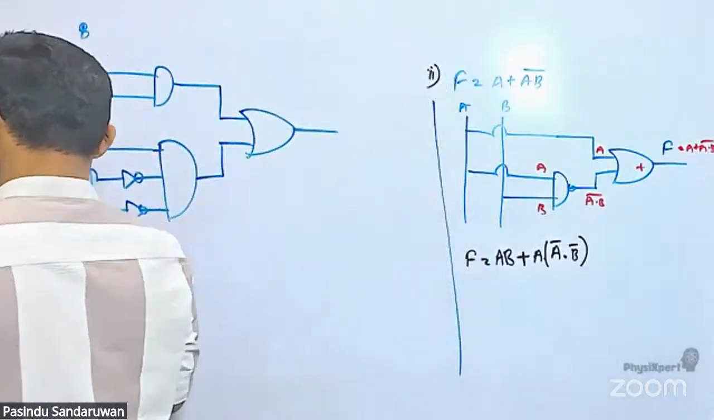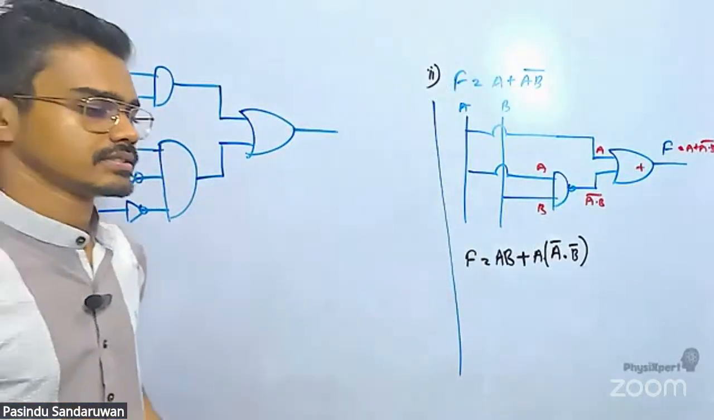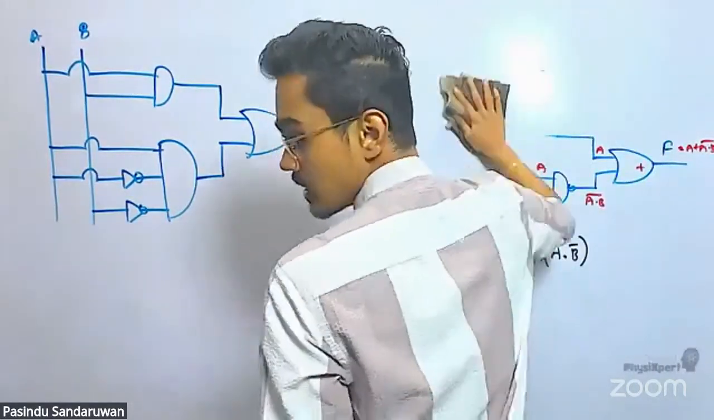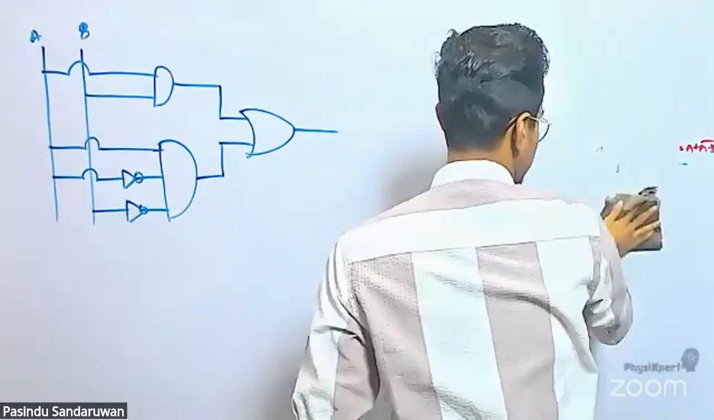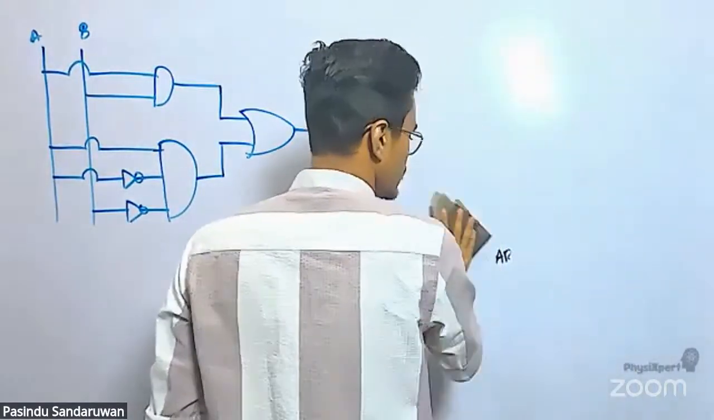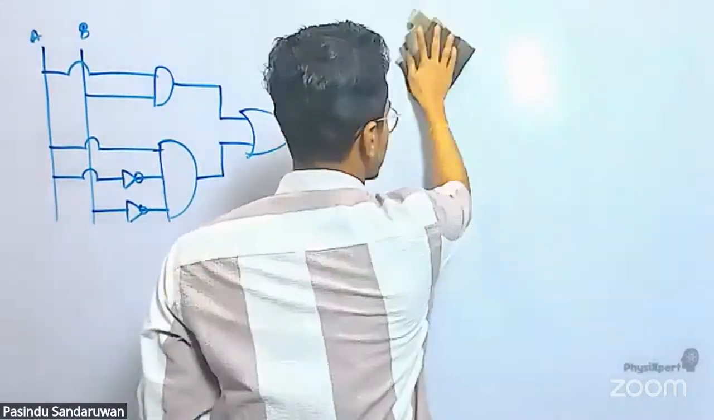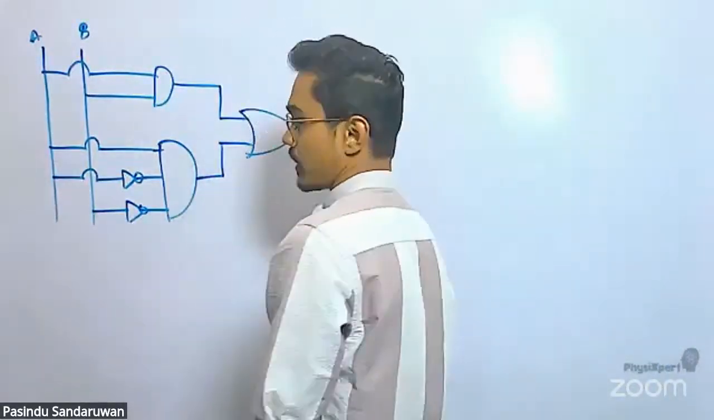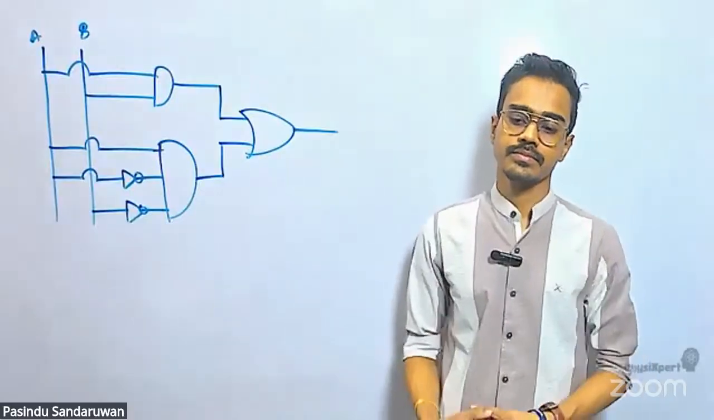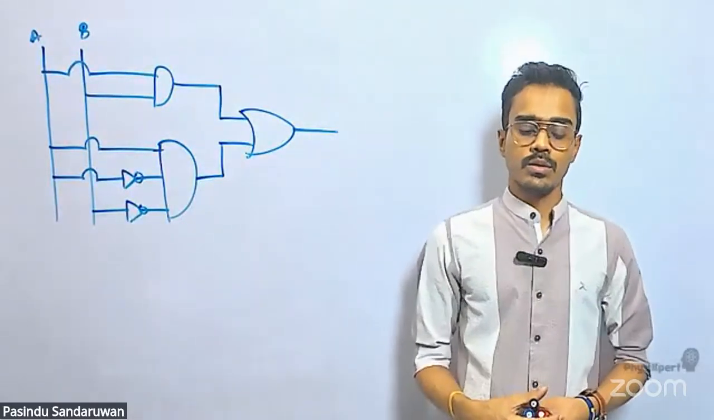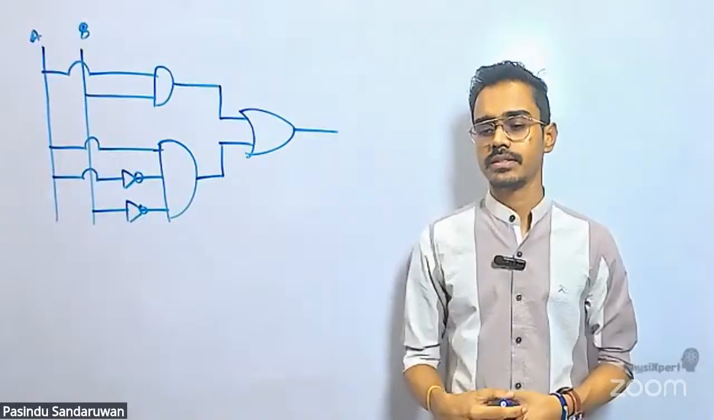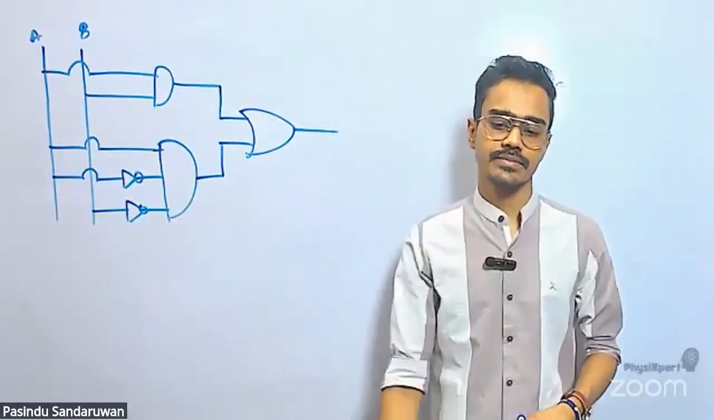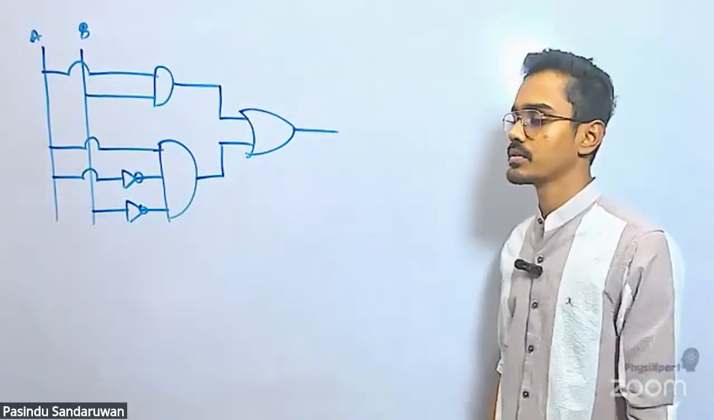Then number 3, third heading, write down. Plotting output signal variation for given input signal variations.